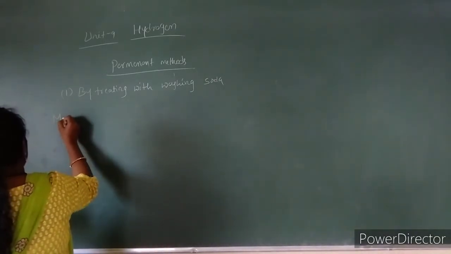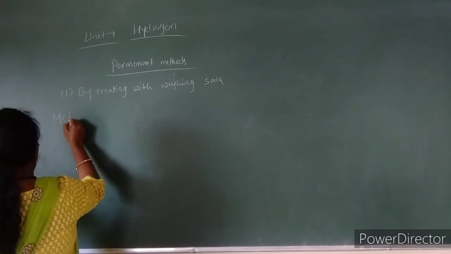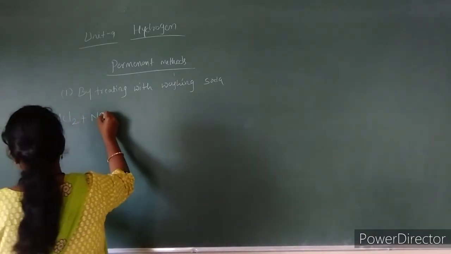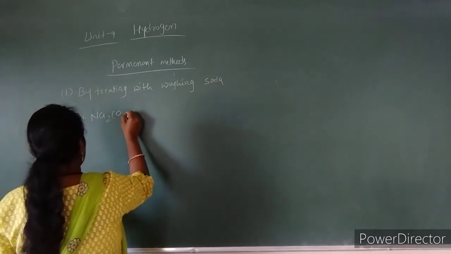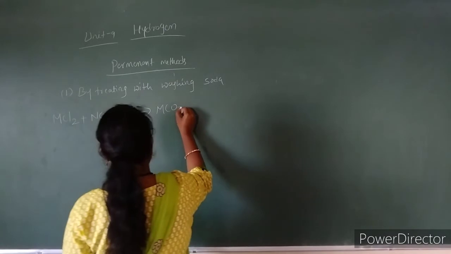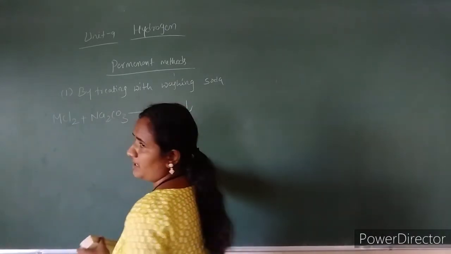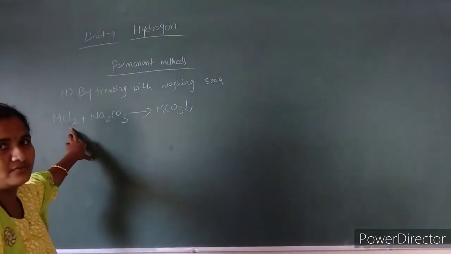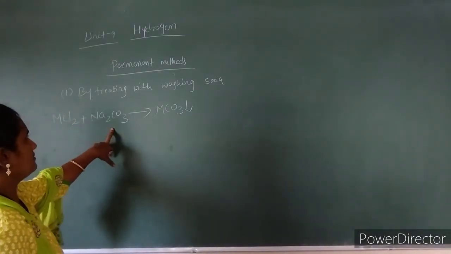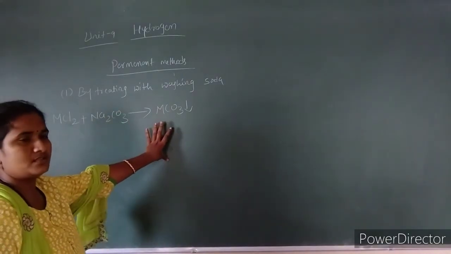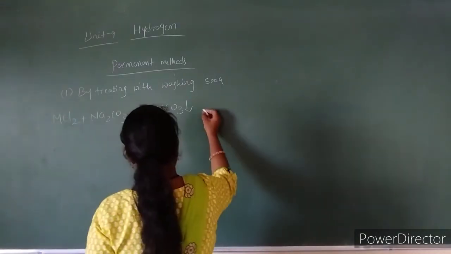So when the calcium or magnesium chloride are treated with the washing soda, we can eliminate them in the form of metal carbonates. Here M may be calcium or else magnesium. Initially it is present in the form of chloride, but after treating with the washing soda, we are converting them into carbonates. Now it is easy to remove them.